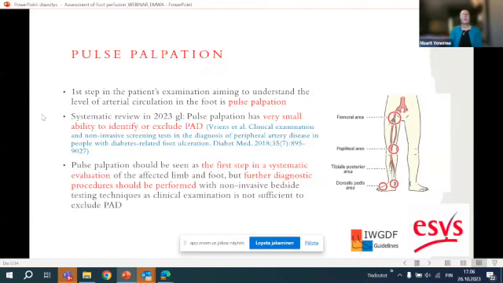The first step in the patient's examination aiming to understand the level of arterial circulation is pulse palpation. However, it has very small ability to identify or exclude peripheral arterial disease. Pulse palpation should be seen as the first step in a systematic evaluation of the affected limb and foot, but further diagnostic procedures should be performed with non-invasive bedside techniques, as clinical examination is not sufficient to exclude PAD.